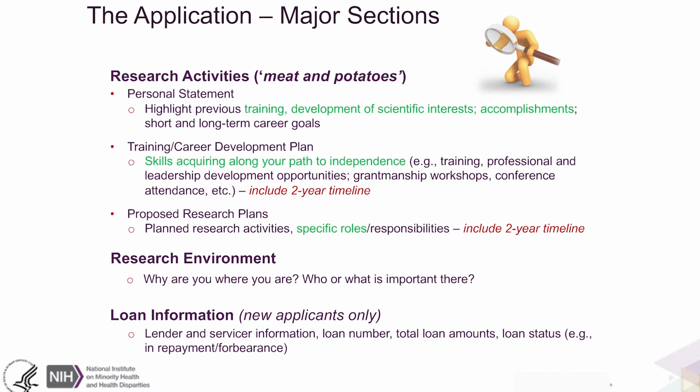The third part is the loan information, which is for new applicants only. So lender and servicer information, loan number, total loan amount, loan status, meaning whether it's in repayment or forbearance. I'd like to make a small note here. I just want to make sure that applicants understand that your loan information is not a part of the application that the reviewer sees. Reviewers never see your loan amount.